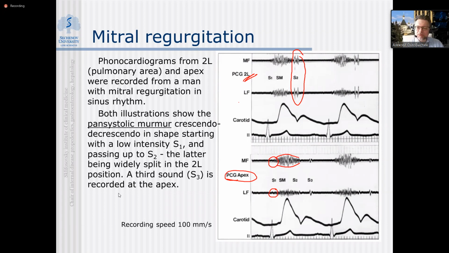Second left interspace is which valve? Is it the aortic valve? It's written on the slide. It's pulmonic. Aortic is the second right interspace. Second left is pulmonic. Okay.